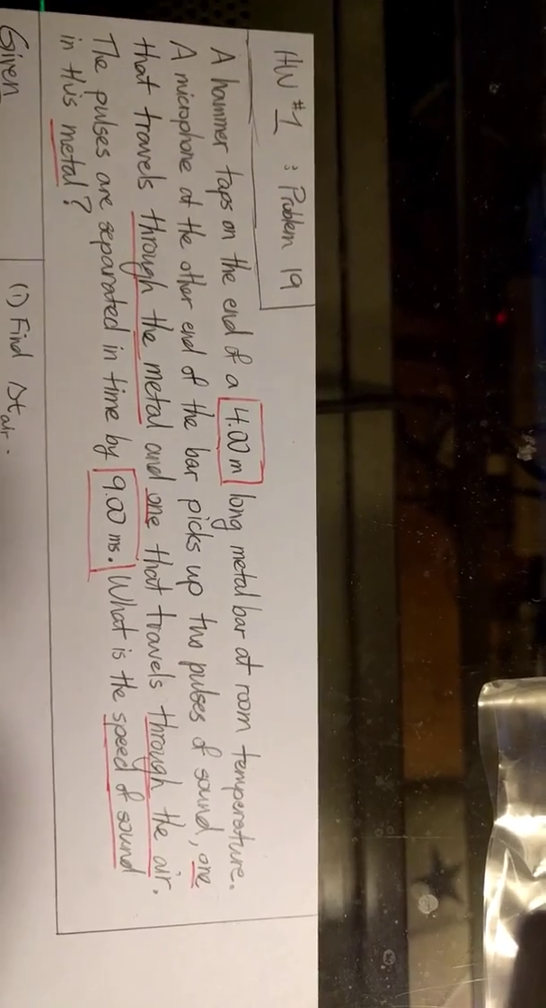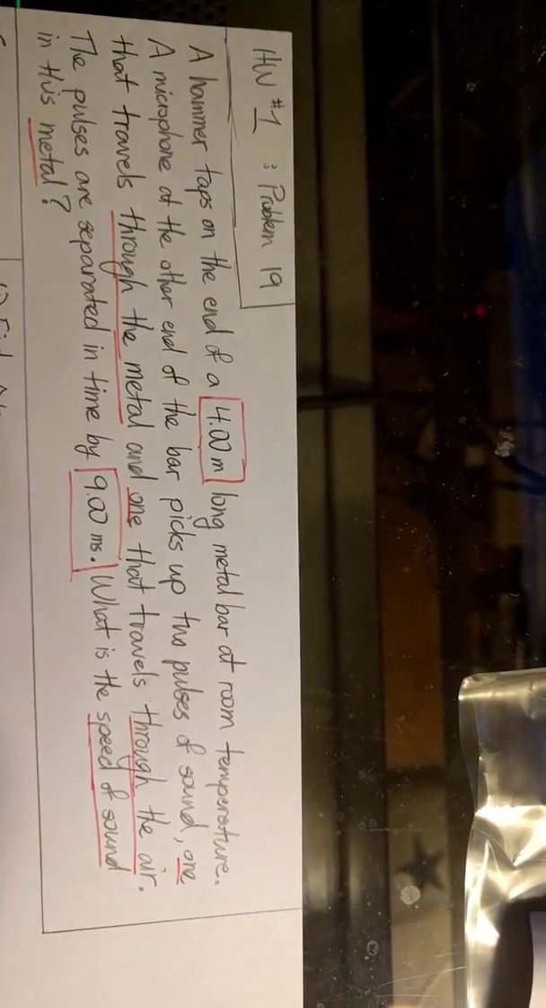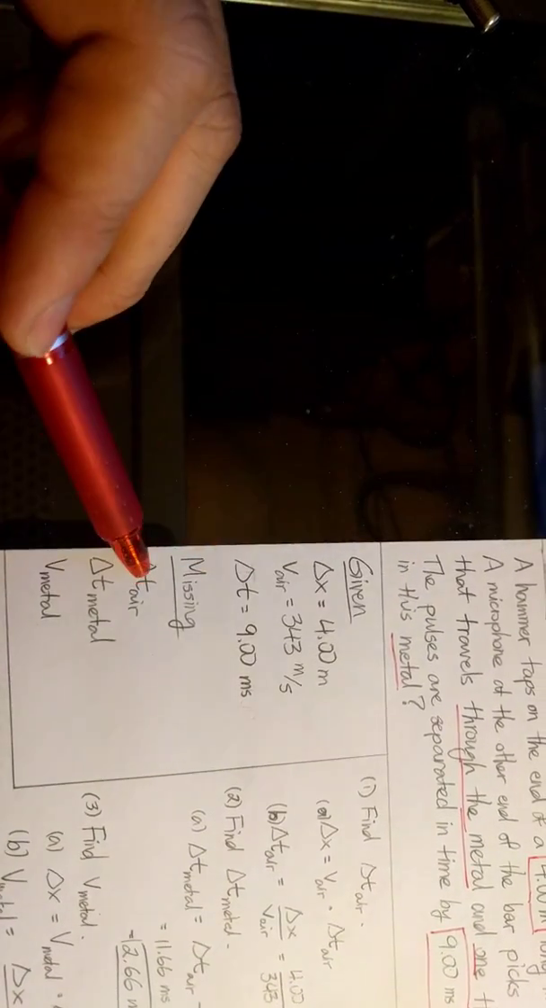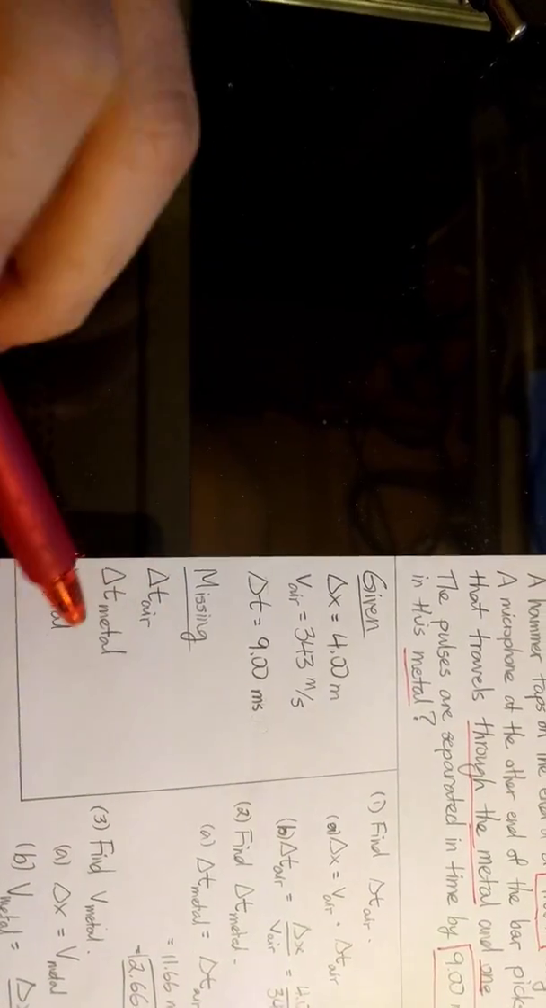And as always, there is always the final question, which in this case is what is the speed of sound in this metal? So from the prompt, we are given delta change in x, which is 4 meters, and change in t, which is 9 milliseconds. And just as a general knowledge, velocity of air, 343 meters per second. And since the question asked us to find the velocity of the sound in metal, we will need to first find the time it takes in the air, and then find the time it takes in the metal to reach the microphone.